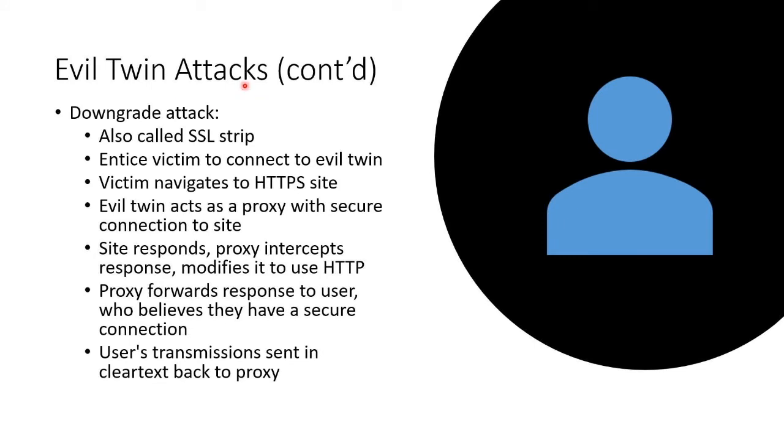Another evil twin attack is a downgrade attack, also known as an SSL strip. So we entice a victim to connect to the evil twin. The victim goes to their favorite HTTPS website, but the evil twin is a proxy. Now, we've got the web server and the client. Ordinarily, they would use HTTPS. The evil twin goes in the middle. It's an SSL strip. Because the web server insists on HTTPS, the evil twin sets them at HTTPS. But to the client, there's a whole other session that is clear text.